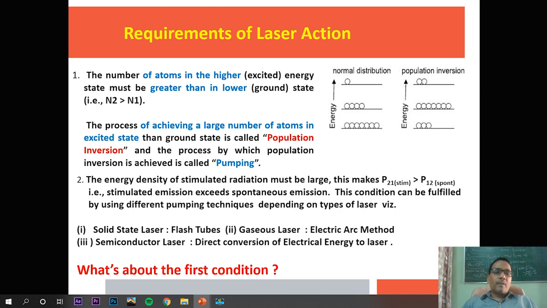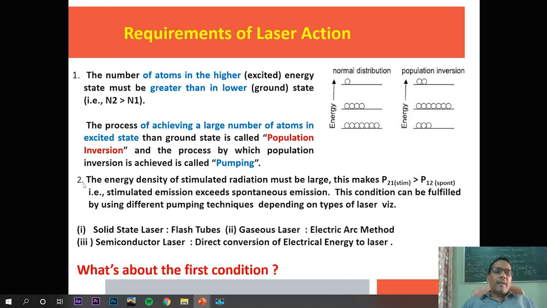One is that the number of atoms at the higher energy level must be greater than the atoms at the lower energy level, so N2 must be greater than N1. The process of achieving a large number of atoms in the excited state than the ground state, this condition N2 must be greater than N1, is known as population inversion, and this population inversion is actually achieved by a process known as the pumping process. So we will discuss the pumping process in detail in the next slide.